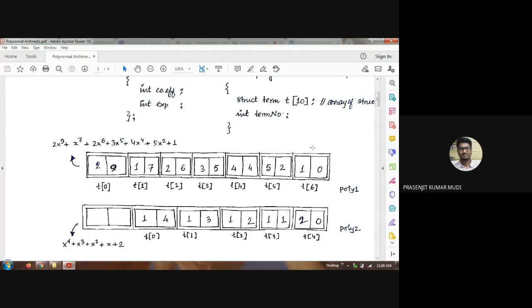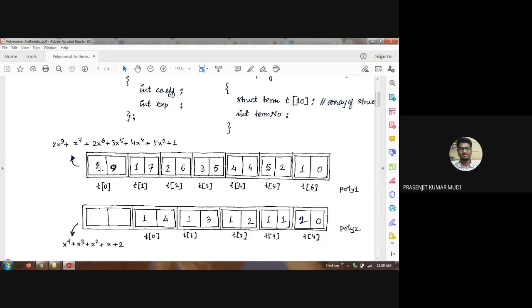So you are taking an array of terms of the polynomial. For example, this is like an array, and inside it, this is not actually an array. The outer border is actually the array, and the inner border is actually the structure.